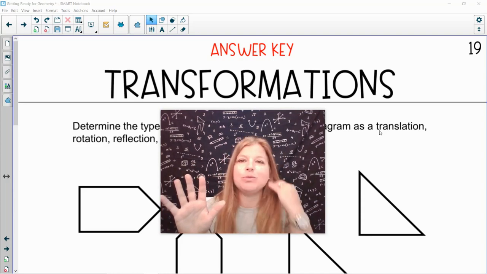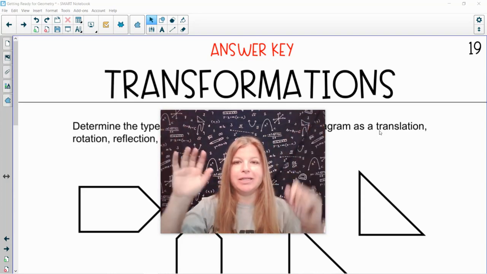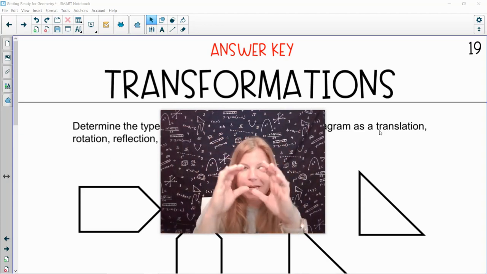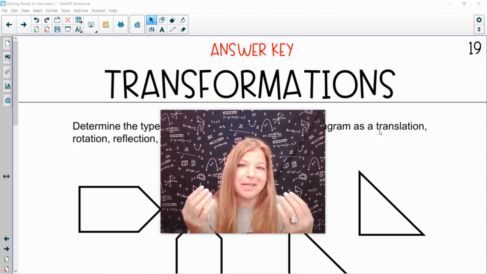The one transformation that does change the size is called a dilation. A dilation would be if I took my hand and I enlarged it and made a much bigger hand, or I took my hand and I shrunk it and made a much smaller hand. I can't actually do that, but we can only imagine.